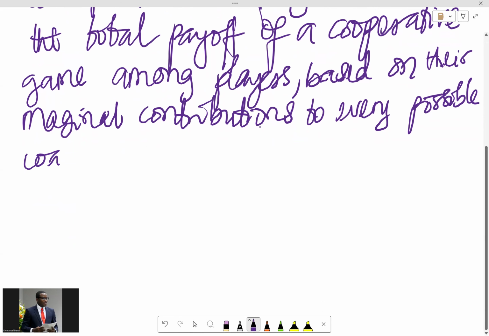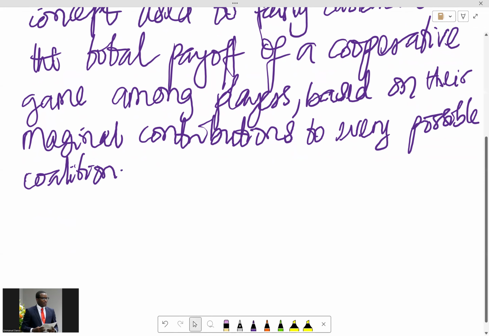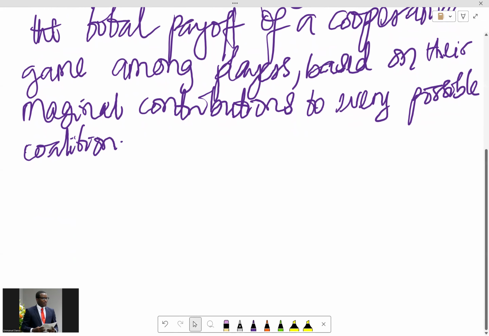Of course, we already know the idea of coalition: the grand coalition is the coalition of all the available players, but then one or more less than all the available players can form sub-coalitions. So in this case, we talk about the marginal contribution of each player to every possible coalition.